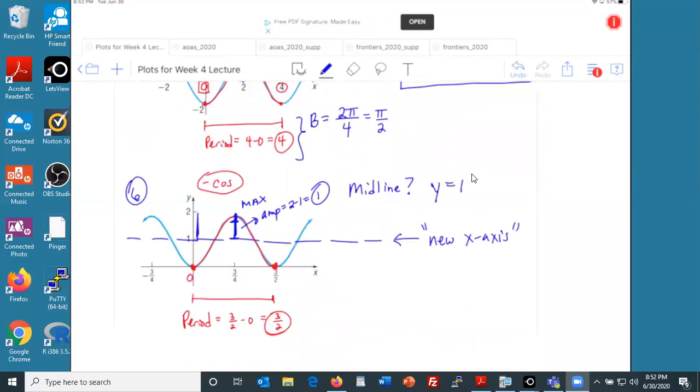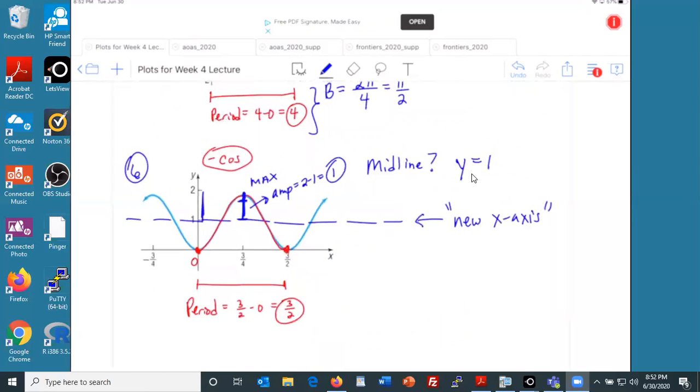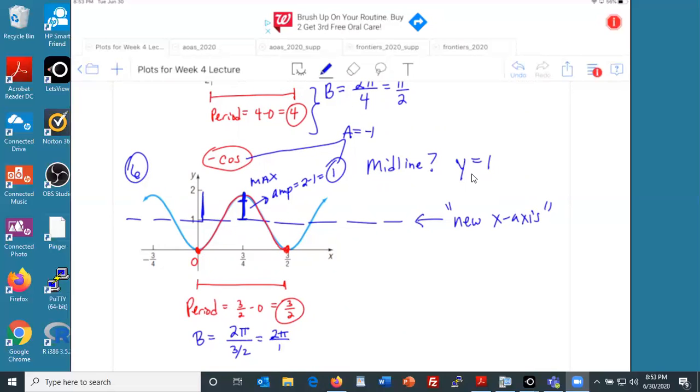All right, number 6. Okay, so again, let's look at the function. It's a negative cosine, and the amplitude was 1. So therefore, the a value is negative 1. The period is 3/2. So therefore, the b value is 2 pi divided by 3/2. You have a little simplifying to do. So this would be 2 pi over 1 times the reciprocal 2/3, which is 4 pi over 3.